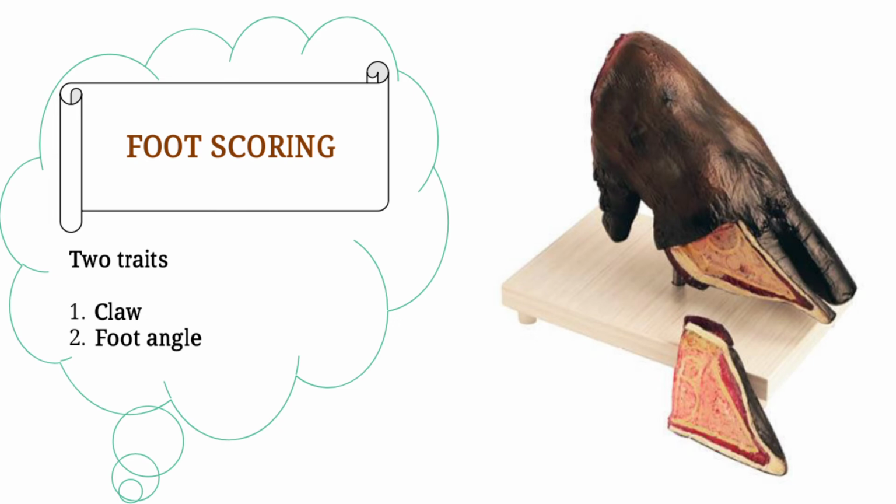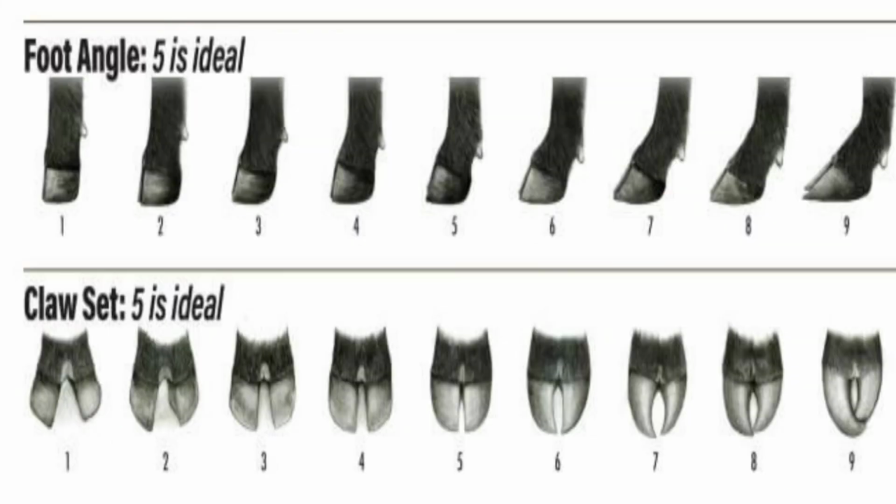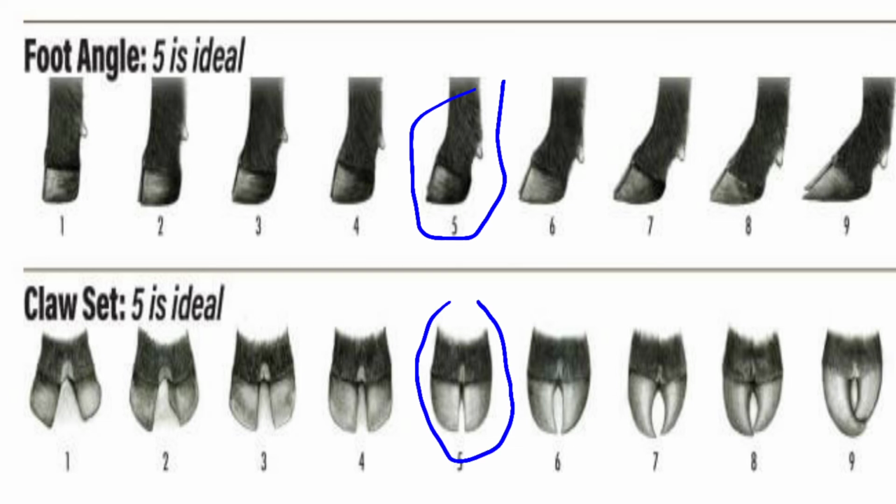Second one is foot scoring. Foot scoring is done through two traits. One is claw set, another one is foot angle to the ground. Likely foot angle 5 is ideal. This is the angle 5, and claw set 5 is also ideal, which has a little bit of separation between the claws.